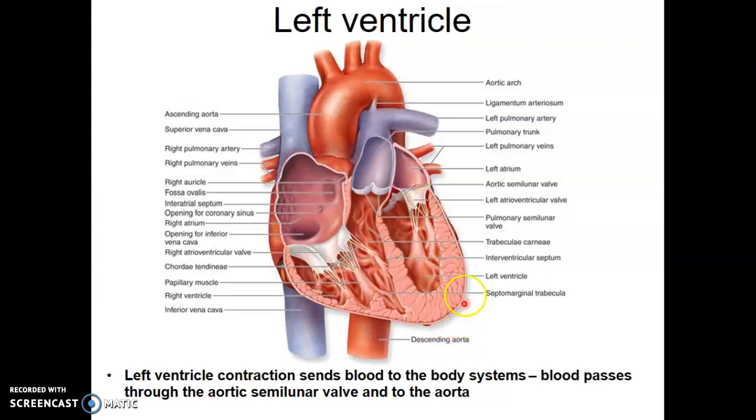Now, this is where the real business is going on, right? We got this big, thick muscular wall going to pump blood out to the body through the aorta. So, our left ventricle's contraction is going to send blood to the body systems. The blood passes through the aortic semilunar valve, right here, and into the aorta. Right there. There we go.